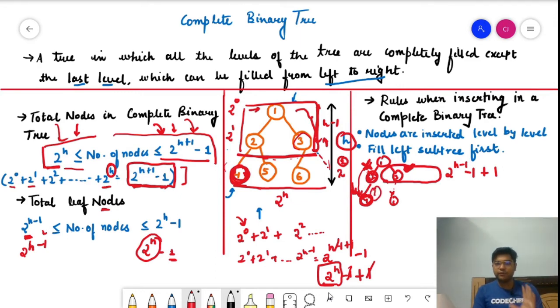Because we know that we have a complete binary tree of height h. This is the least possible case we are considering. So the total number of leaf nodes will be equal to 2 to the power h minus 1.